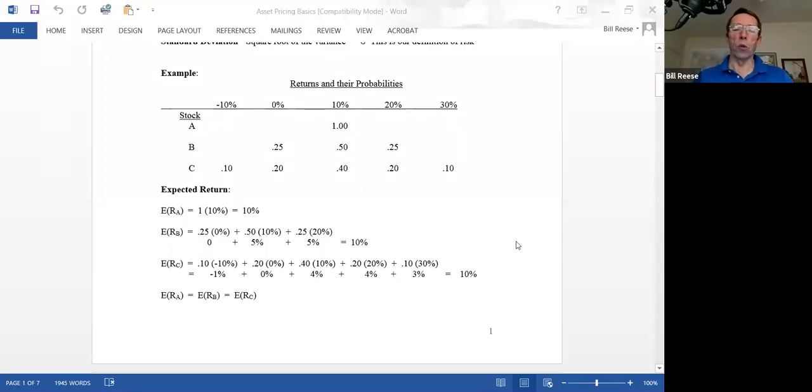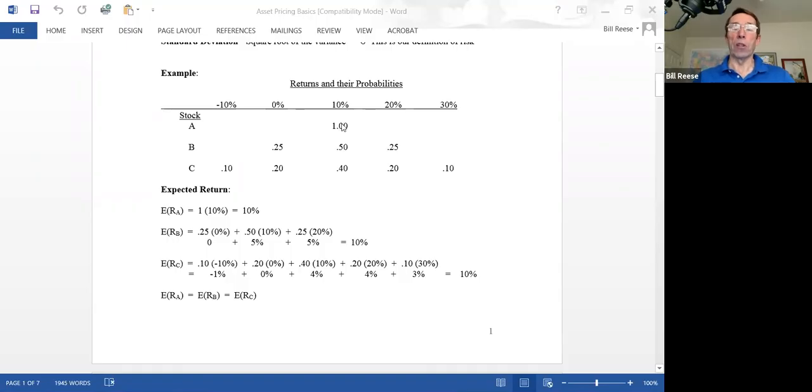So I'm going to pull up the notes so you can follow along with me as we go through this. Hopefully you're seeing that now on your screen. You see that we've got three different stocks, stock A, stock B, and stock C. To make things really simple, stock A gets a 10% rate of return all the time. These are probabilities. So with a probability of 1, stock A is going to get a 10% rate of return.